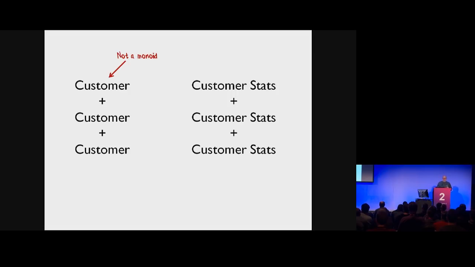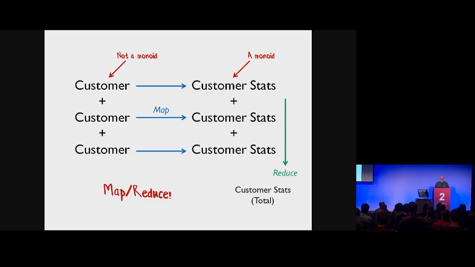So what you typically do is take something which isn't a monoid and turn it into something which is a monoid, and once you've got it as a monoid, you can then reduce it down. Turning something which isn't a monoid into a monoid, that's map, and then collapsing the whole thing down into a single value is reduce, and you've probably heard of the map reduce algorithm. So that's why it's called map reduce. It's something to do with monoids.